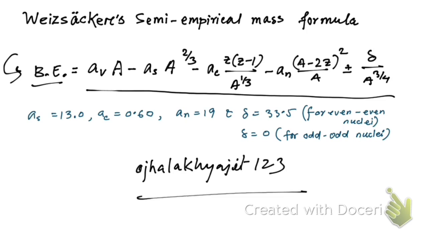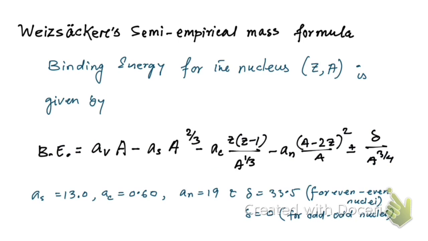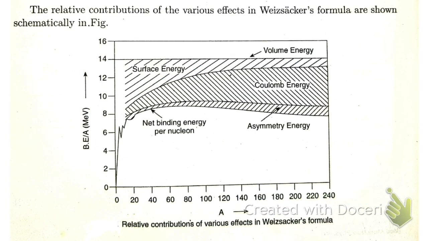Okay, so now let's start. So here is the formula. Binding energy for the nucleus is given as this. Here this is the number of protons and this is the mass number A, right? First let us explain this term, then this one, then this one, and then one by one I will explain all the terms. Okay, so let us discuss the first term.